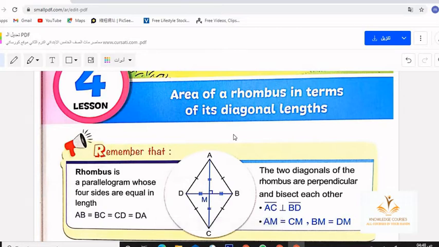Its diagonals are perpendicular and bisect each other. So AC is a diagonal and BD is a diagonal. AC is perpendicular to BD, and they bisect each other, so AM equals MC and BM equals MD.